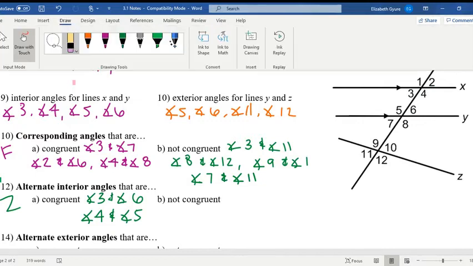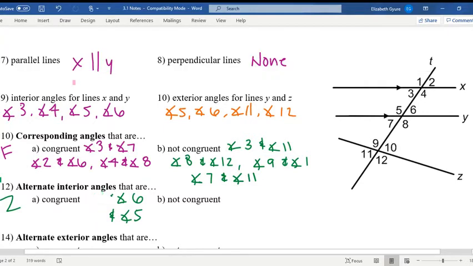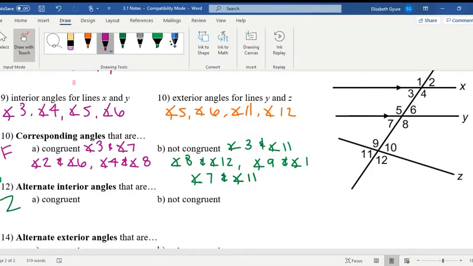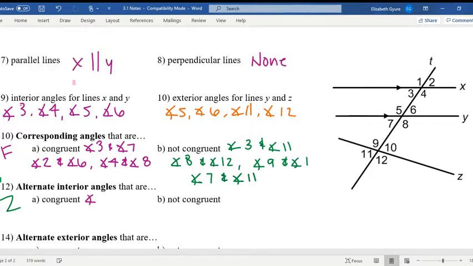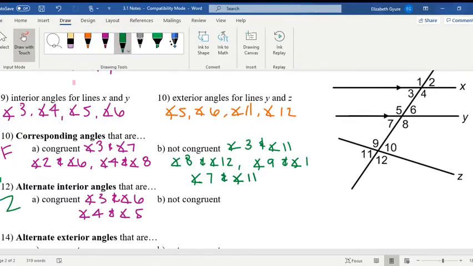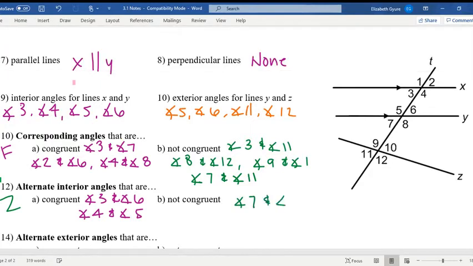All right, not congruent angles. Take a second, see if you can find some not congruent angles. Think about that same thing we just did. Let me rewrite these and then Ethan, you're up first. All right, Ethan, what's your idea? 7 and 10, absolutely. You would have your Z shape right there. Very good.